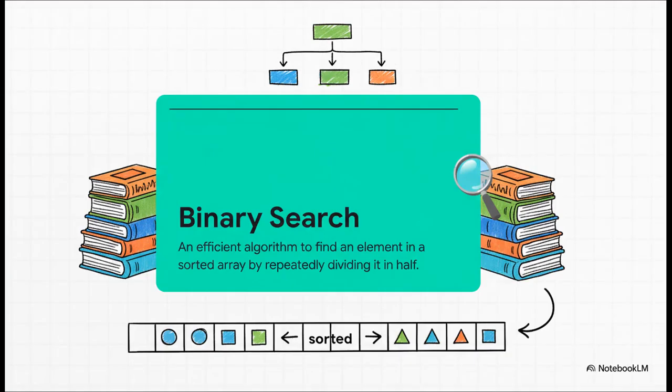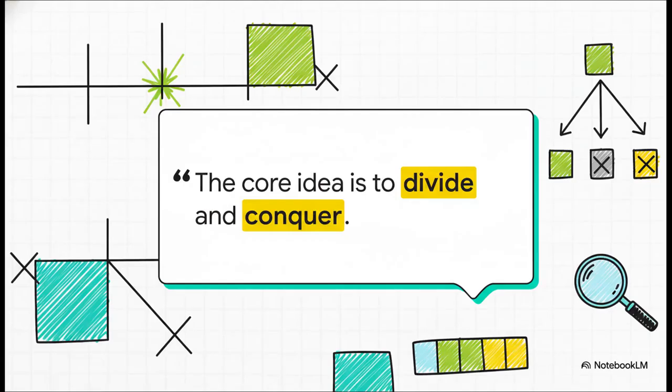Now, I want you to pay close attention to that one word in bold right there, sorted. This is the single most important, non-negotiable rule for binary search. Your data has to be in order. The whole reason the phone book example works is because it's alphabetized, and that one simple requirement is what unlocks this incredibly powerful technique.